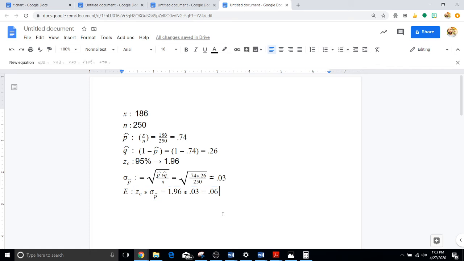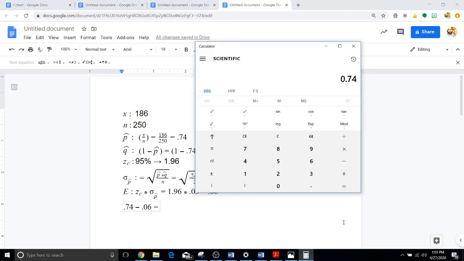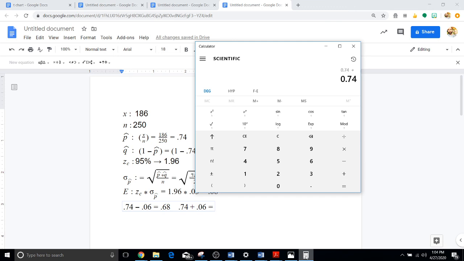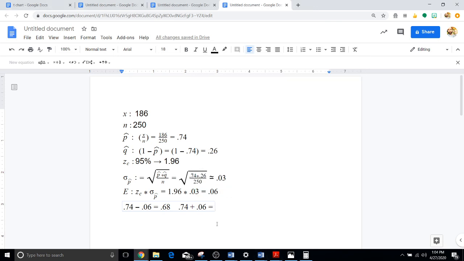Let's go ahead and add and subtract that to our p hat. So our p hat was 0.74, and we are going to subtract from that 0.06. So 0.74 minus 0.06 gives us 0.68. Okay, and we'll do the opposite now. 0.74 plus 0.06 is going to give us 0.80. And we now have our low value and our high value of our confidence interval.